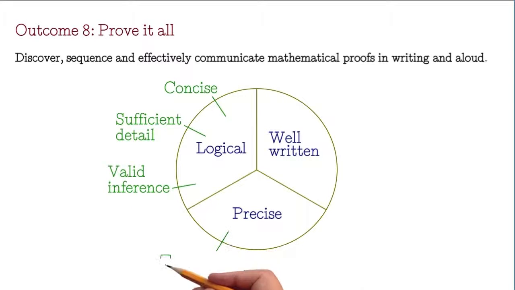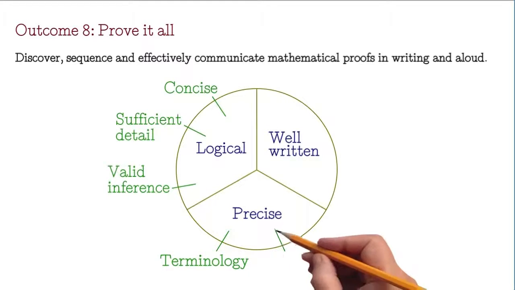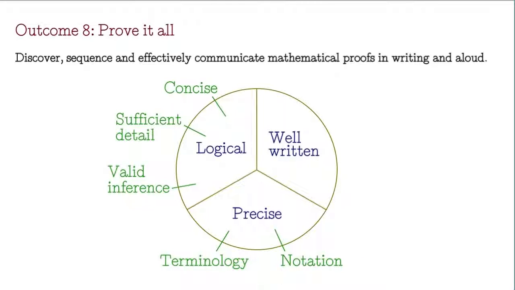Precision in proofs really has a lot to do with terminology. So are you using the language of our subject accurately and appropriately? And are you also using notation to convey the meaning of each of your proofs and each of your arguments carefully and precisely, so that a reader is not left to wonder what in the world is going on?